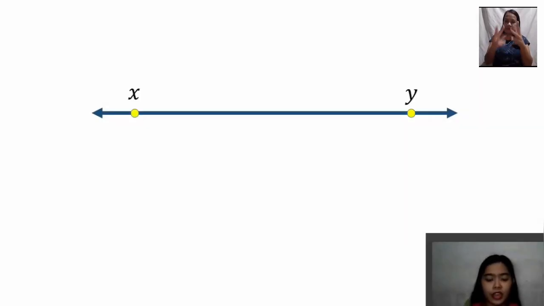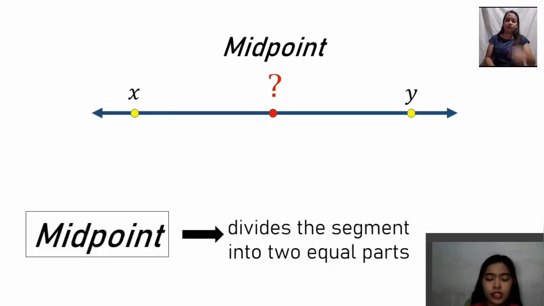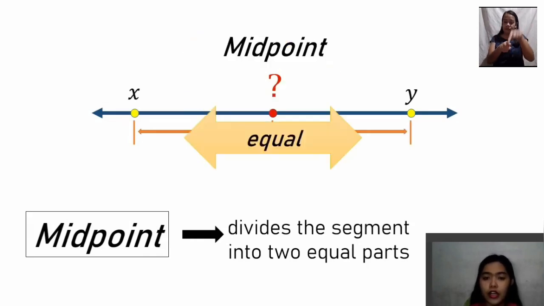We have line XY here, and there is another point between X and Y. Let us assume that the red point is a midpoint of the line. Remember that a midpoint divides the segment into 2 equal parts. That is why the distance from X to the red point and from the red point to Y are equal.